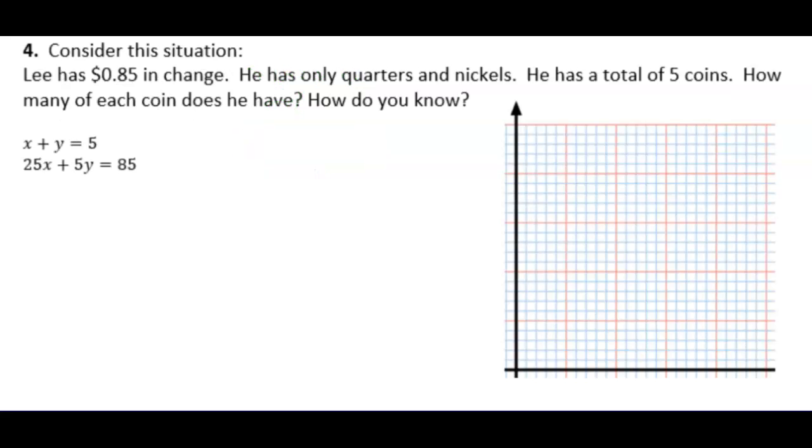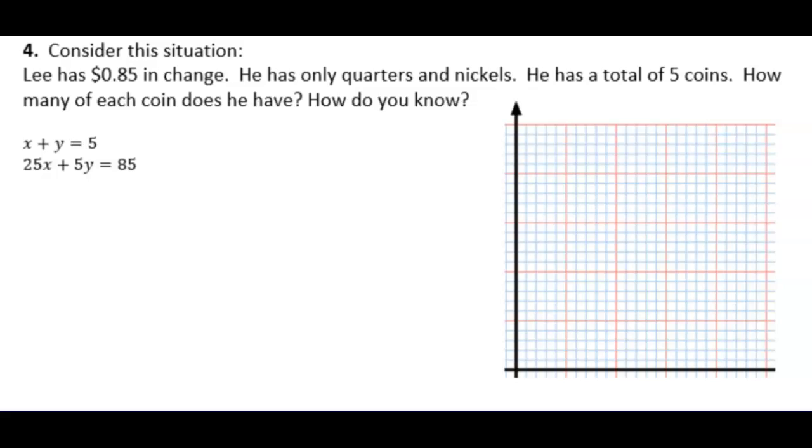All right. The next thing that we need to talk about is how would we solve this problem? If we were doing a situation in context, which means like a real life example of how we would use this, we want to look at this situation. Lee has $85 in change. He has only quarters and nickels. If his total coins are 5 coins, how many of each does he have? And how do you know?